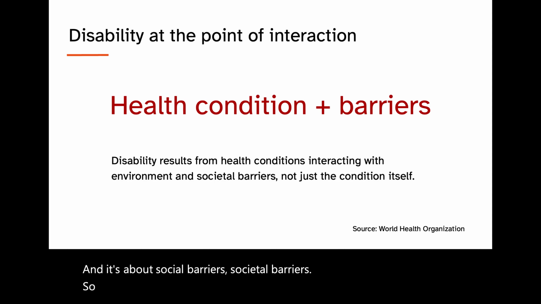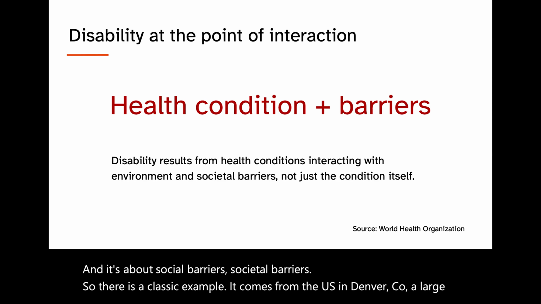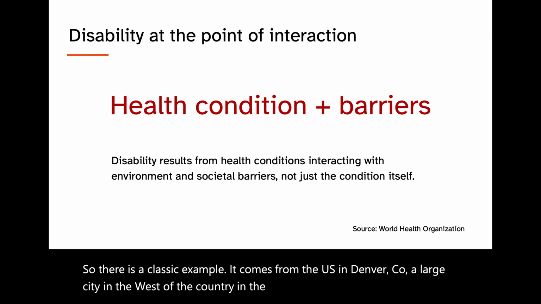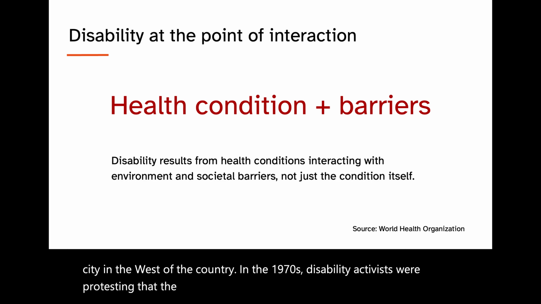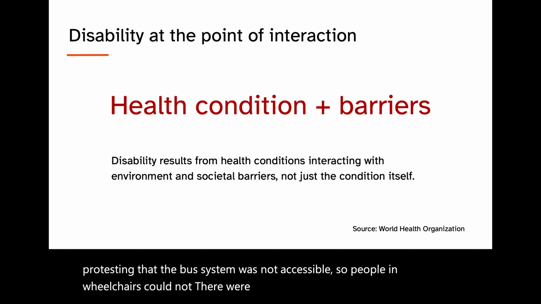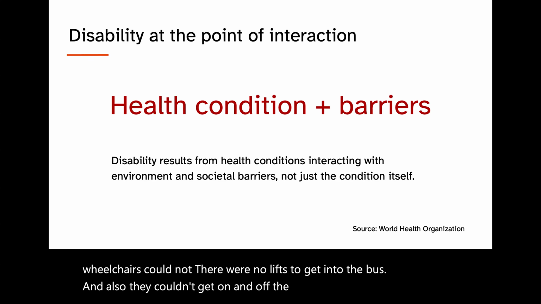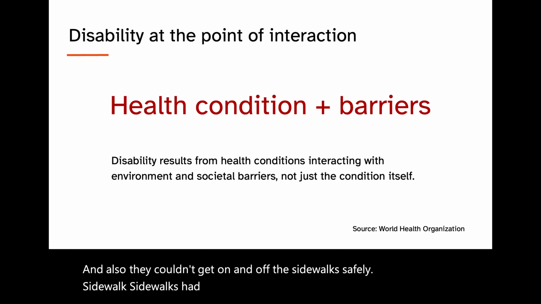So there is a classic example. It comes from the U.S., in Denver, Colorado, a large city in the west of the country. In the 1970s, disability activists were protesting that the bus system was not accessible. People in wheelchairs could not get into the bus because there were no lifts. And also, they couldn't get on and off the sidewalk safely. Sidewalks had no, I can't remember what they're called, the little ramps.